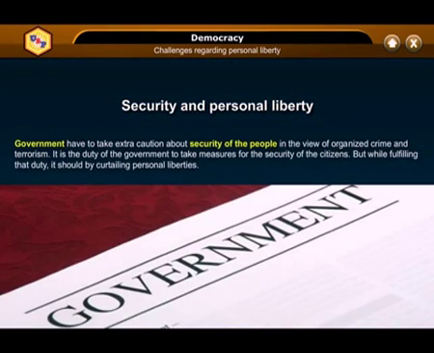Security and personal liberty. Governments have to take extra caution about the security of the people in view of organized crime and terrorism. It is the duty of the government to take measures for the security of the citizens. But while fulfilling that duty, it should not be curtailing personal liberties.